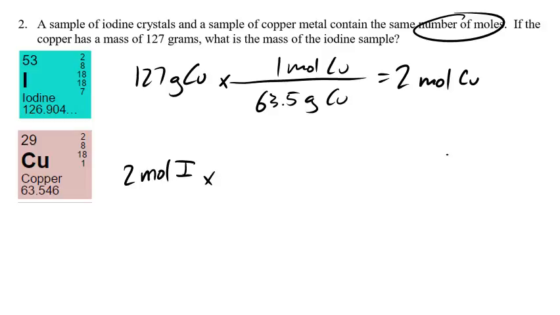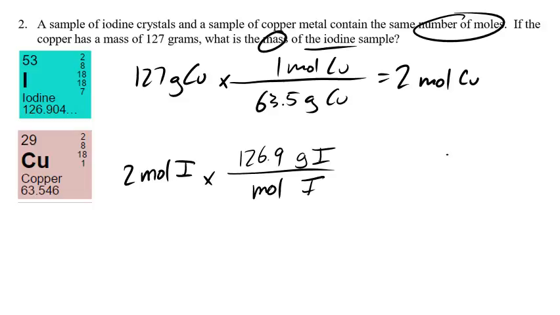We want to convert that into grams of iodine, right? Mass of iodine. We're going to do that by multiplying by the molar mass of iodine, which is 126.9 grams of iodine per mole. That is equal to about 253.8 grams of iodine.